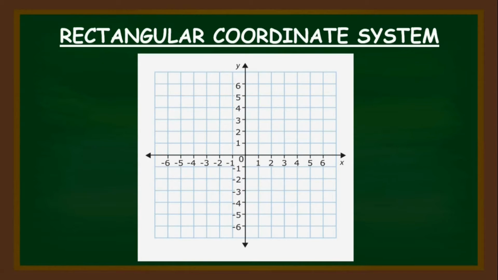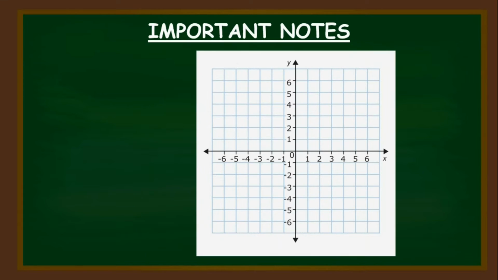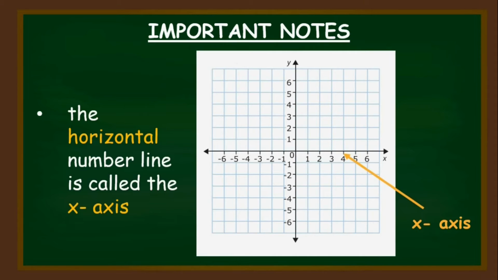Here is the illustration of a rectangular coordinate system. We will also be discussing all the important elements of a Cartesian plane, including all the important notes that you need to remember. The first one is the horizontal number line, which is called the x-axis. It actually extends indefinitely going to the right, which covers all the positive real numbers. And it also extends indefinitely going to the left, which covers all the negative real numbers for the x-axis.